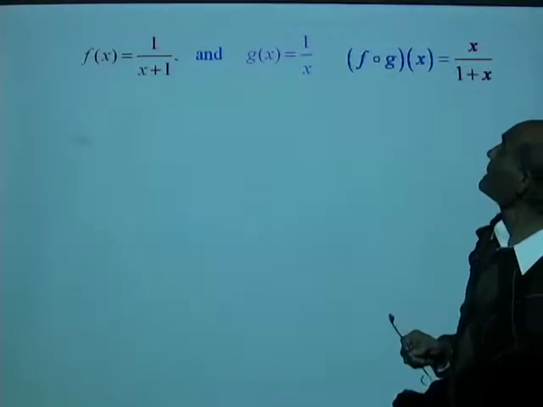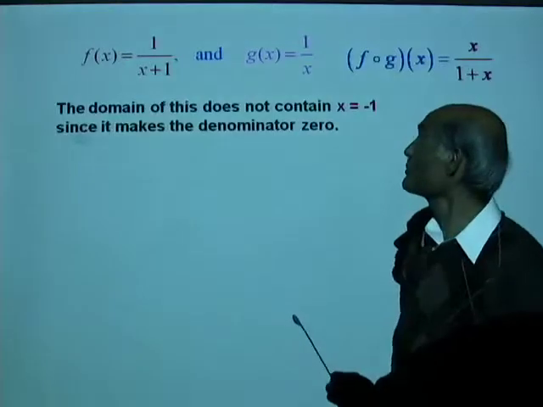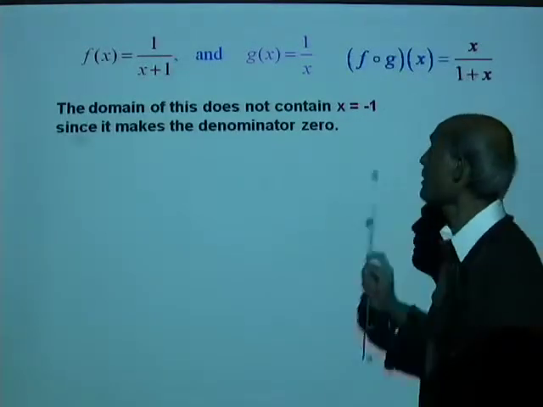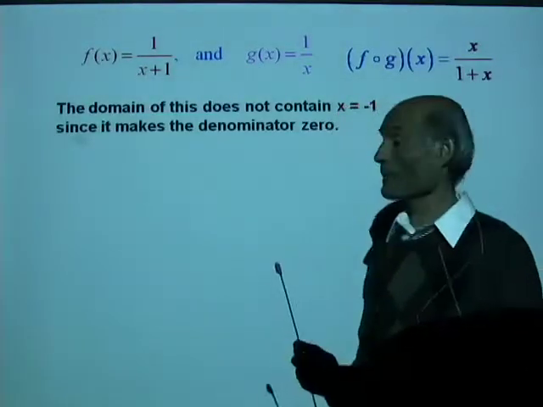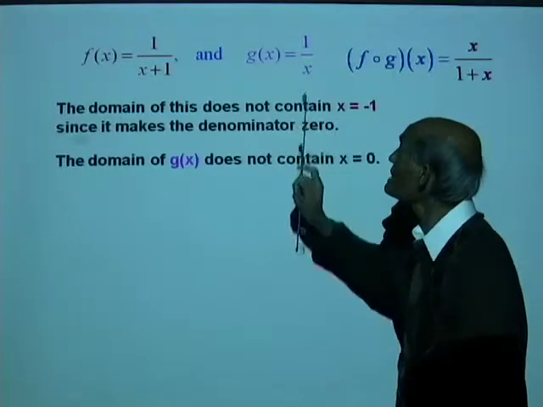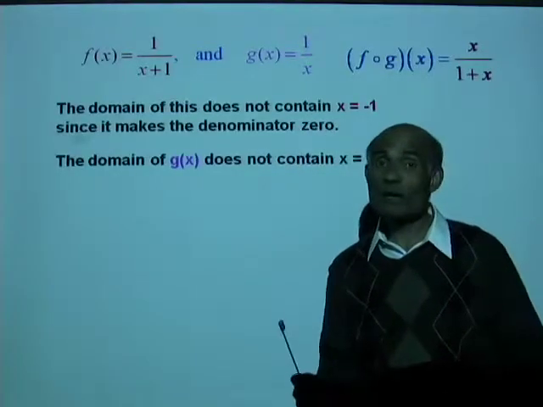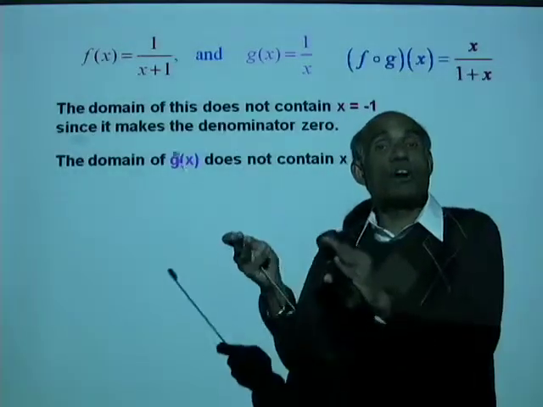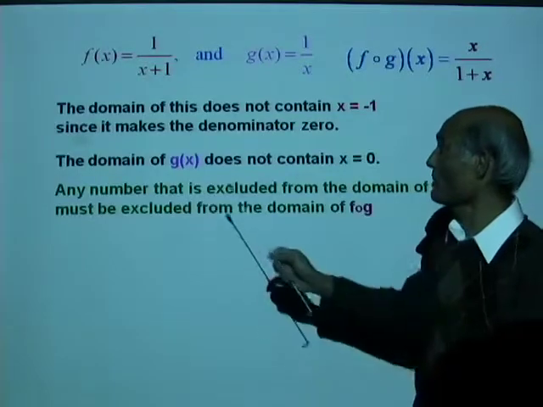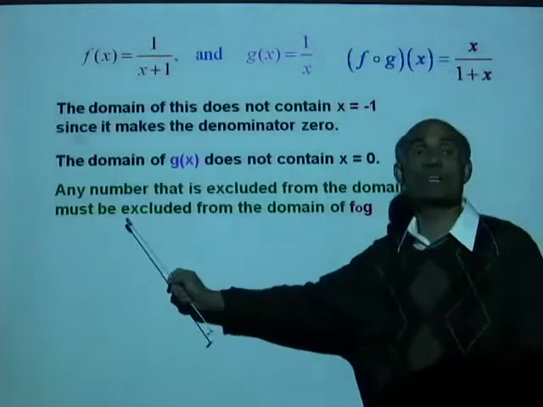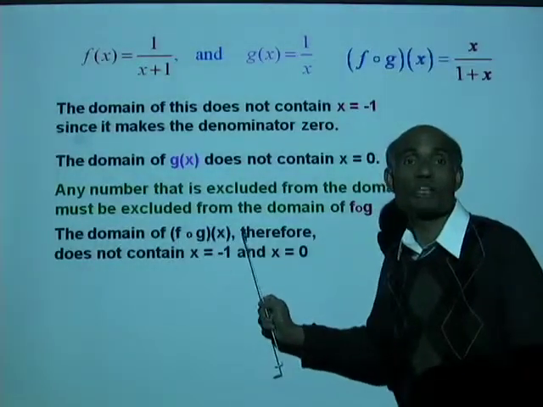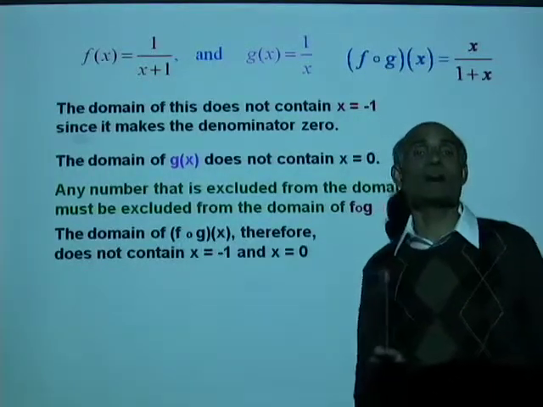All right, what is the domain of that? You can see f of g of x is x over 1 plus x. The domain of this does not contain x equal to -1. And also there is one more thing that the domain does not contain. What is that? The domain of g of x does not contain 0. Now remember, the domain of f of g is such that g of x must be in the domain of f of x. Any number that is excluded from the domain of g must be excluded from the domain of f of g. Therefore, the domain of f of g of x does not contain x equal to -1 and x equal to 0.